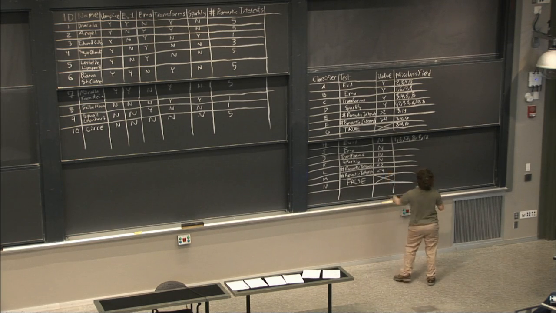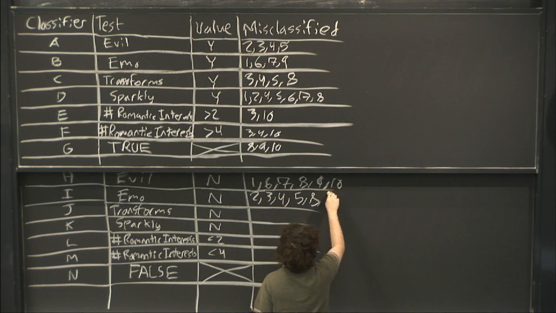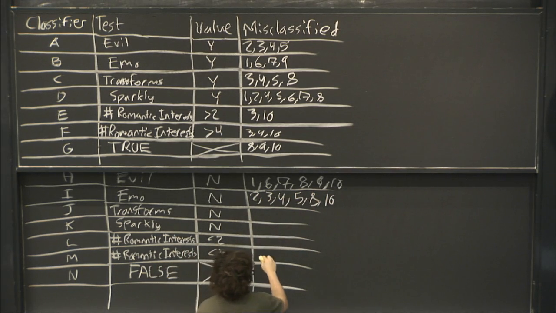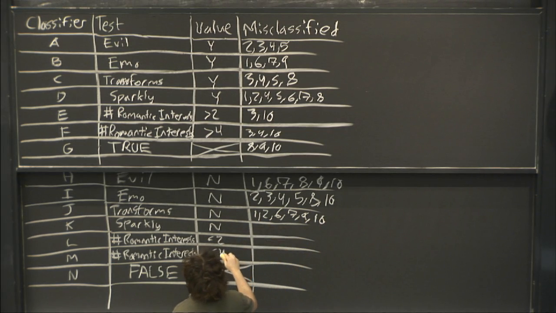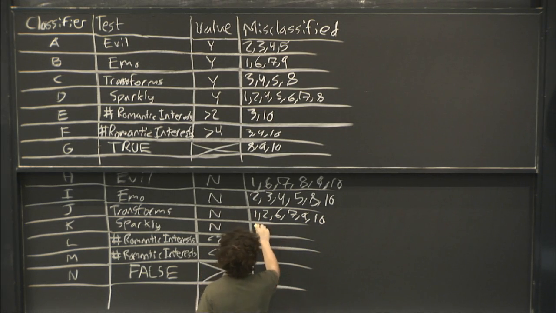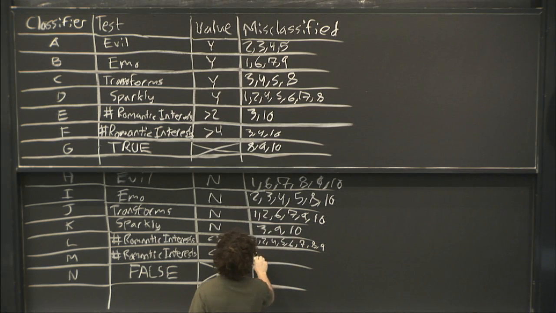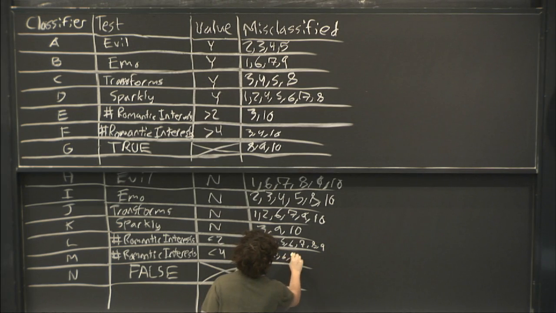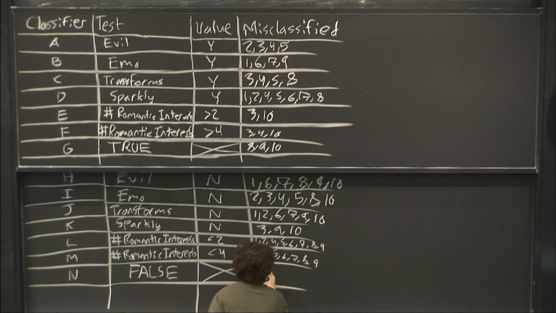All right, so emo equals no is going to be 2, 3, 4, 5, 8, 10. Transforms equals no is 1, 2, 6, 7, 9, 10. Sparkle equals no is 3, 9, 10. Romantic interest less than 2 is everything except 3 and 10: 1, 2, 4, 5, 6, 7, 8, 9. Then 1, 2, 5, 6, 7, 8, 9. And then finally, everything but 8, 9, and 10. So 1, 2, 3, 4, 5, 6, 7.